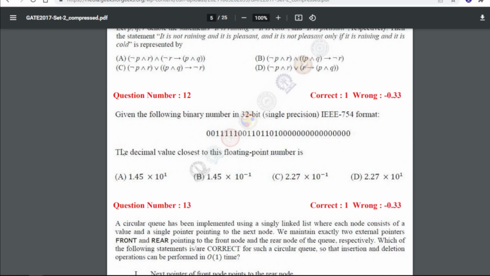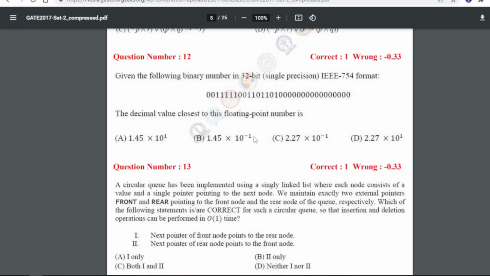Given the following binary number in 32-bit single precision IEEE 754 format, the decimal value closest to this floating point number is, so we have to basically find the decimal value, and the answer for 12 is C, that is 1.45 into 10 to the power minus 1.